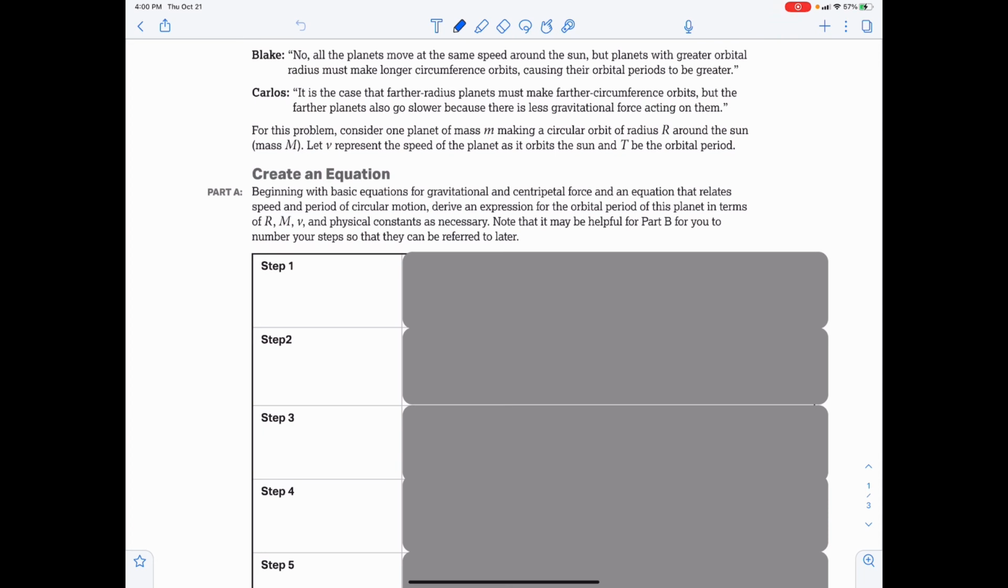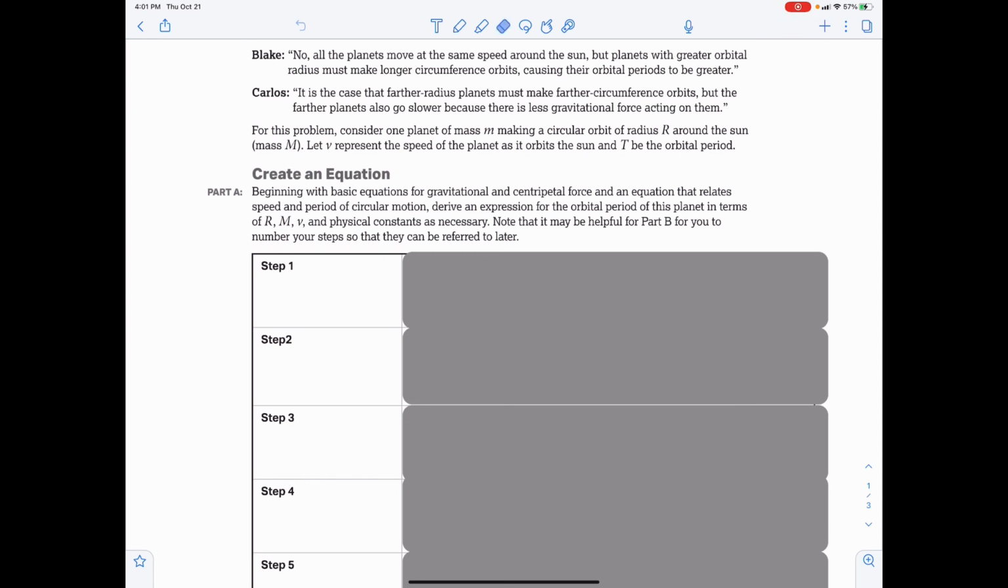Note that it may be helpful for Part B for you to number your steps so that they are clearly referred to later. I would also suggest you write down the description of each step, pause the video, and then write down mathematically the equation derivation on the left-hand side.